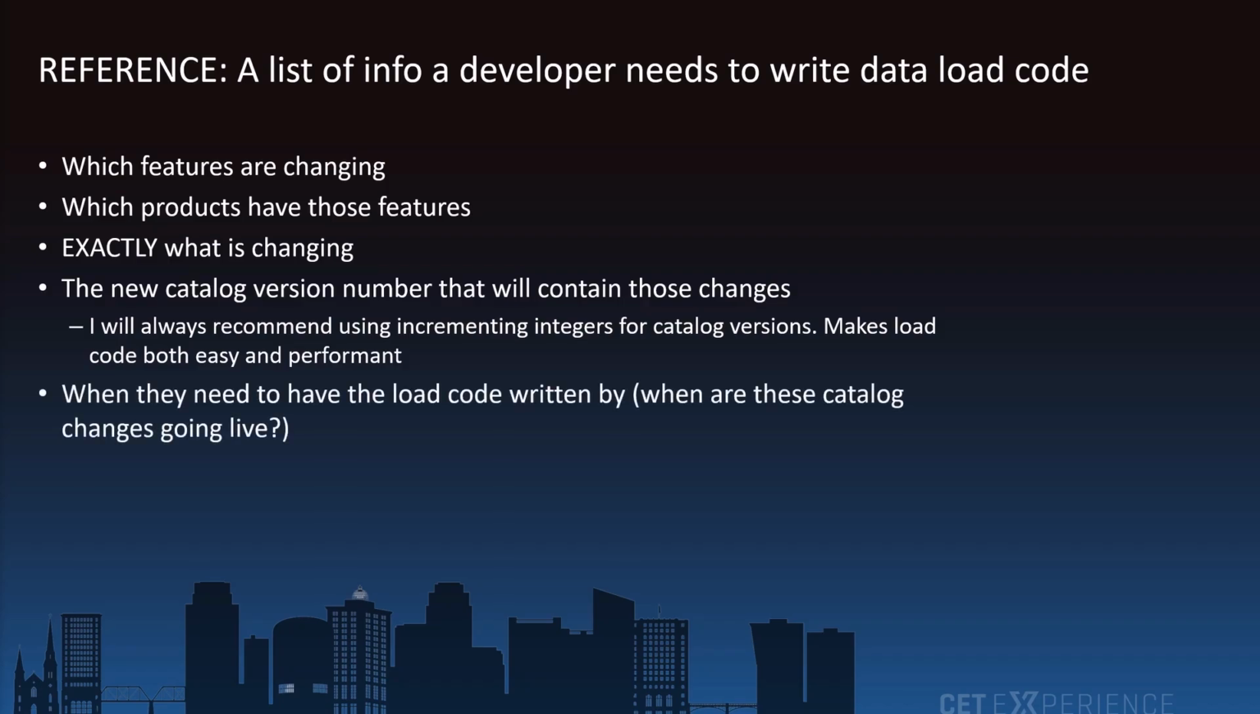I also need to know when I have to have the load code written by. I need to know when these changes are going live so that I can write my code to react to it, build it, get it through QA testing, and then get it out to users to have in their hands before these catalog changes get pushed. Because as soon as the catalog changes get pushed, they're going to get downloaded to the user's computers immediately, at least for anyone whose CET is on and has their catalog downloader running.